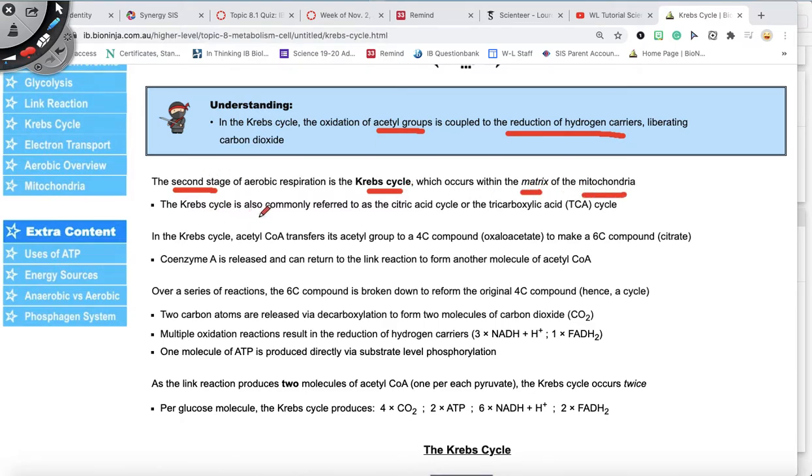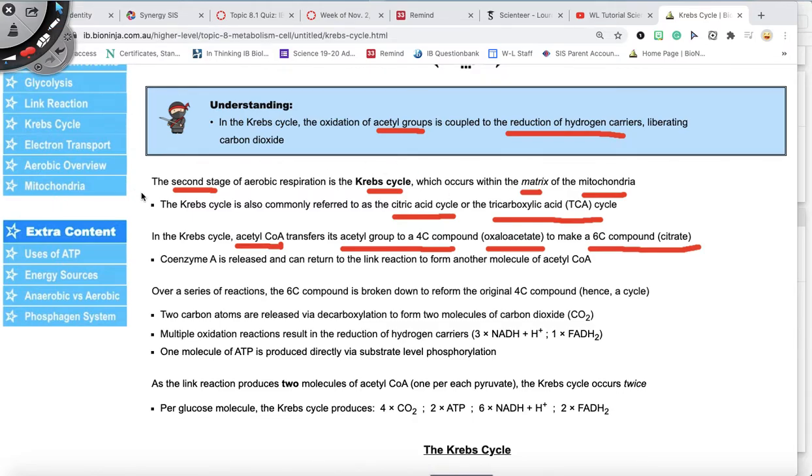The Krebs cycle has many names. It's also known as the citric acid cycle or the tricarboxylic acid cycle or the TCA cycle. It's named Krebs cycle after the man who discovered its metabolic process, Hans Krebs. So in the Krebs cycle, acetyl coenzyme A, which was made by the link reaction, transfers its acetyl group to a 4-carbon compound oxaloacetate to make a 6-carbon citrate molecule.